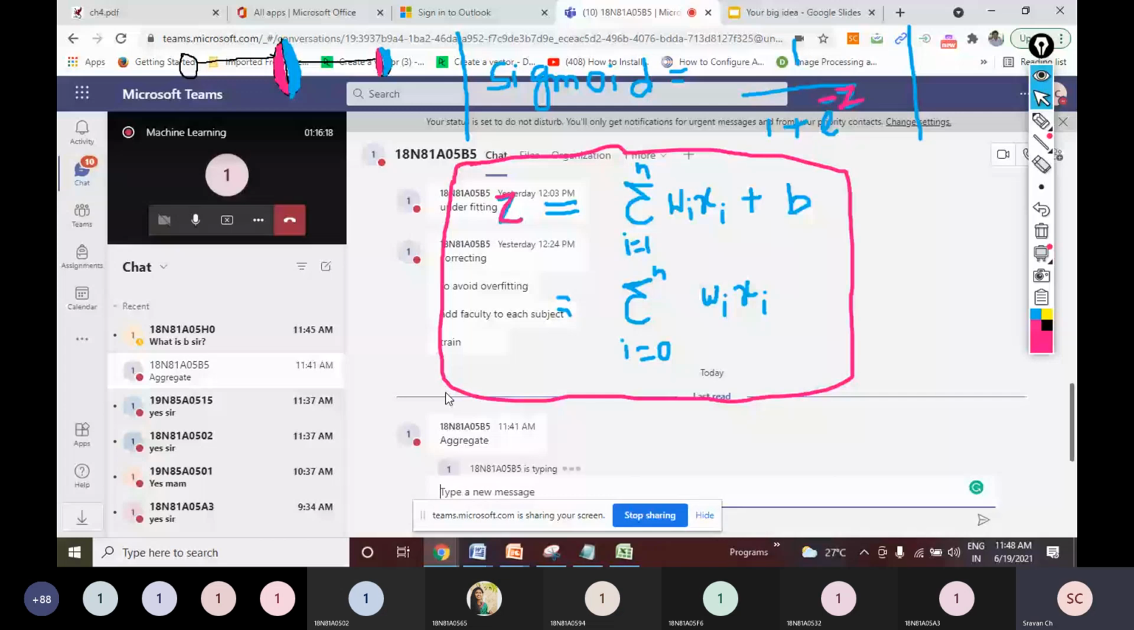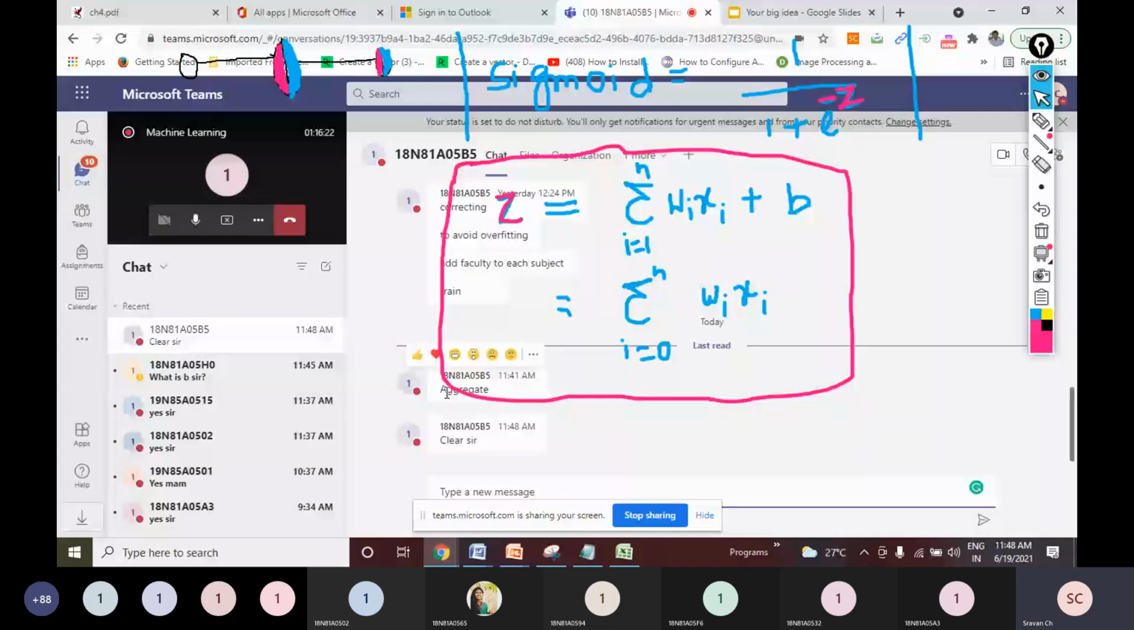If you still have any doubt related to B, you can refer to our previous lectures. We have spent a lot of time understanding what B is and why B is mandatory, and we discussed it in detail in our movie example also. So B is like a threshold. B is nothing but a threshold.